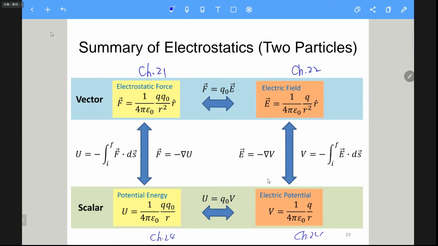Actually, electrostatic means you will only consider a single moment. You will more or less assume all the particles to be stationary at the moment you would like to calculate. Then you would like to find what is the force between them, what is the E field generated by that structure, and what is the electric potential generated by the structure.